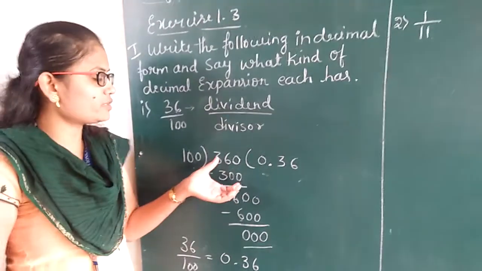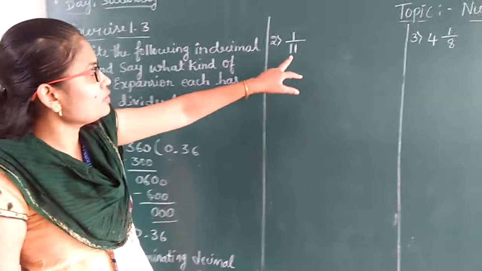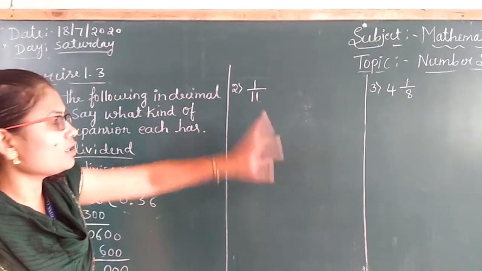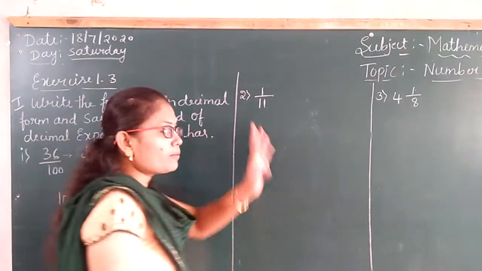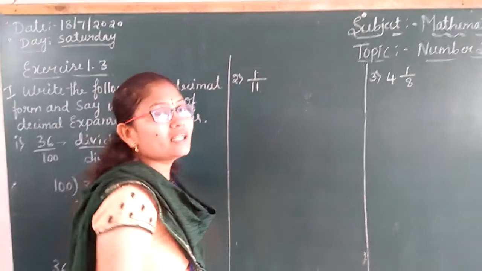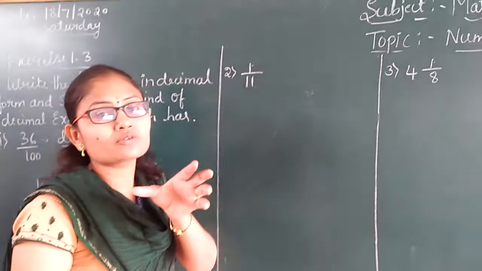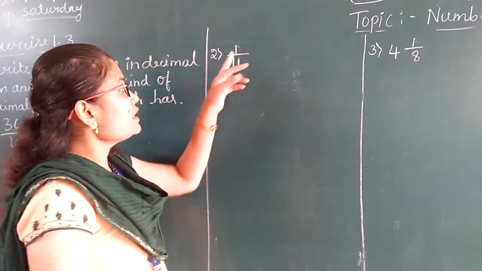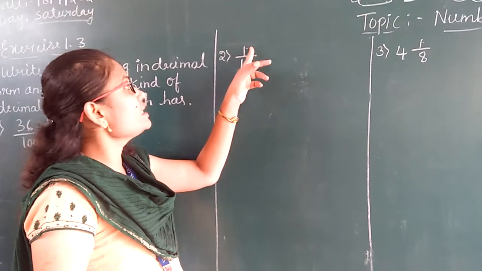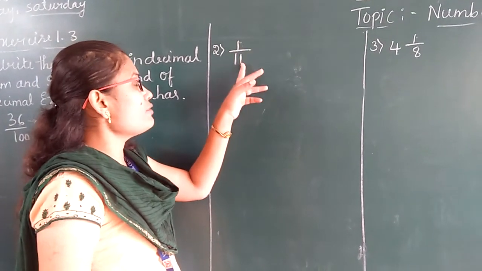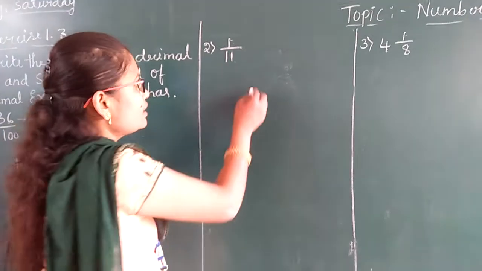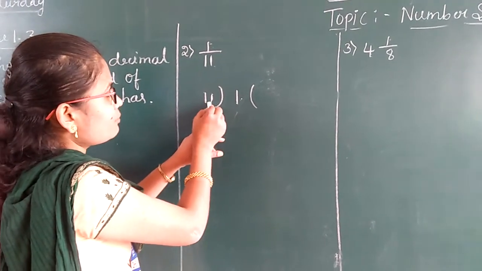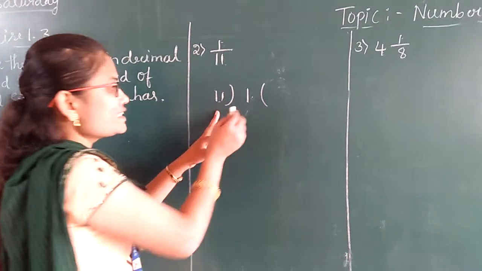I hope you understand this problem. Next we will go to the next one in the same manner. See, 1 divided by 11. Now we have to divide 1 by 11. 1 becomes the dividend. I observed many students taking 11 as the dividend. That is wrong. 1 is the dividend, and we have to divide 1 by 11. It is not possible.